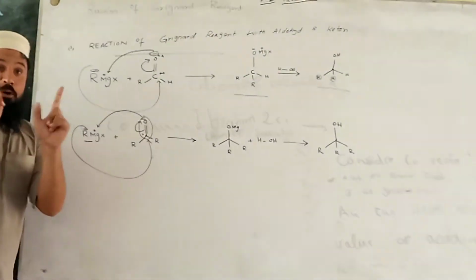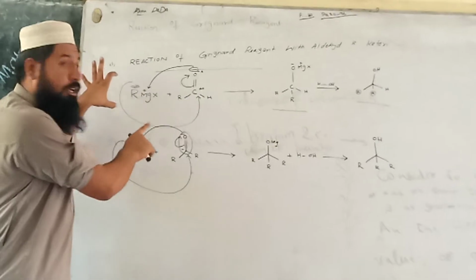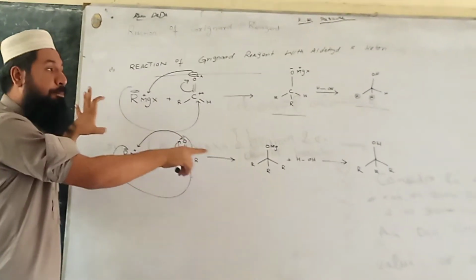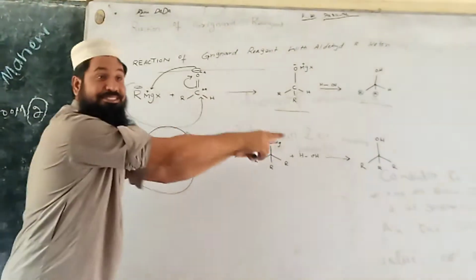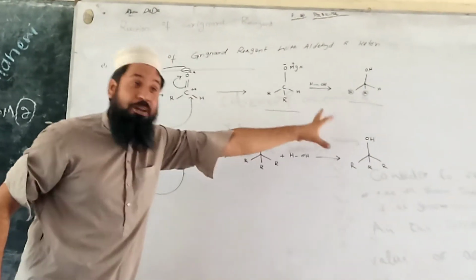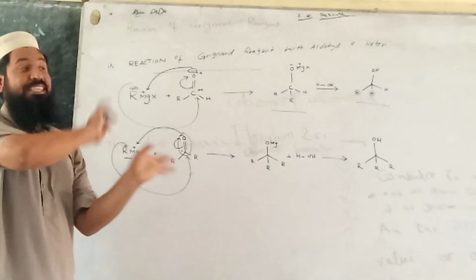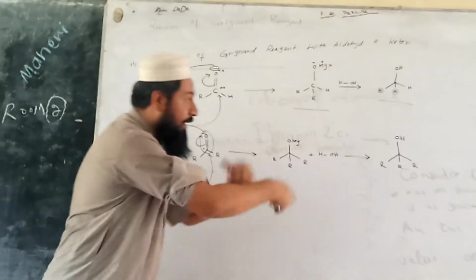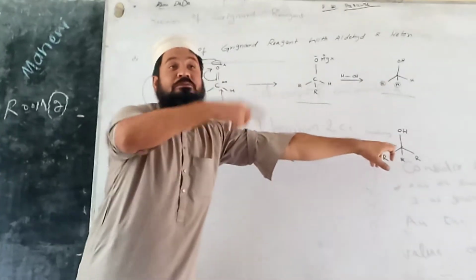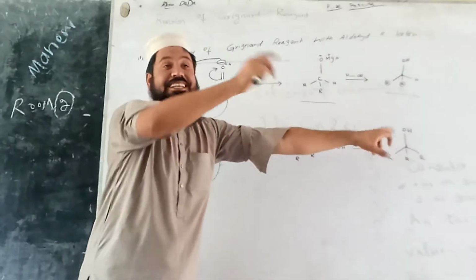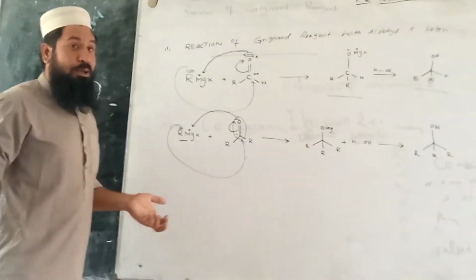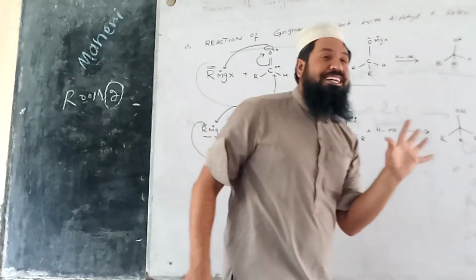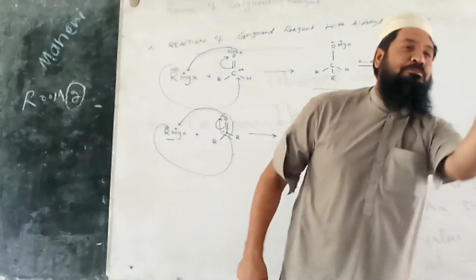Look at, Grignard reagent is used for the preparation of secondary alcohol. We can also prepare tertiary alcohol from the Grignard reagent. We can also use this Grignard reagent for the synthesis of the primary alcohol.